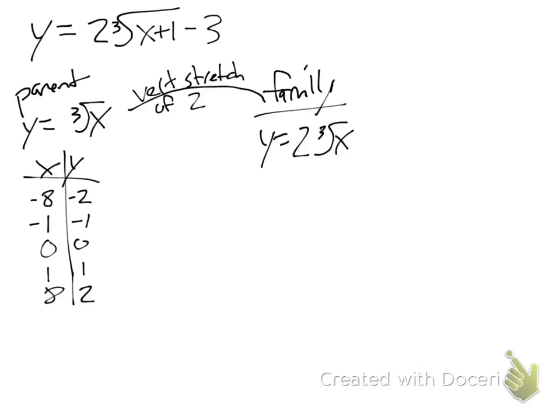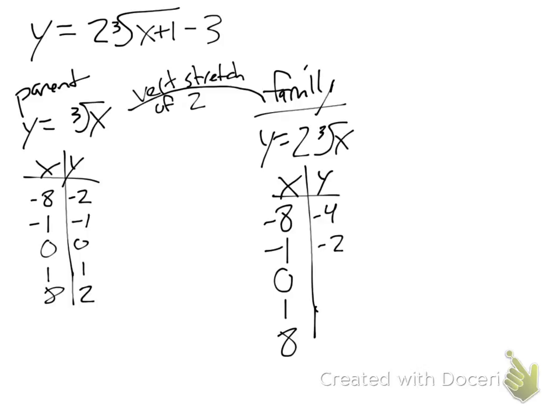Multiply x by 2? No, not x. You multiply the y's by 2. So I still get negative 8, negative 1, 0, 1, and 8. That's not changed. But I take all of those y values and make them twice as big. So it becomes negative 4, negative 2, still at 0, 2, and 4. Is everybody seeing that? I just multiply my y values by 2. It's the same process as we've done before.